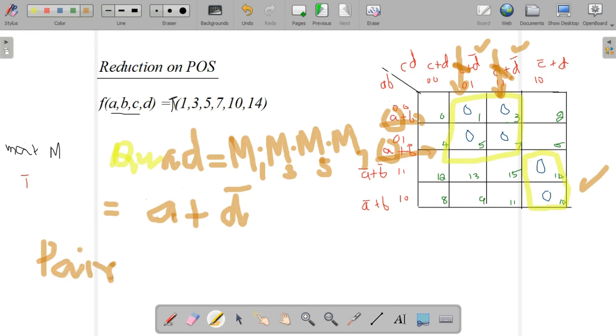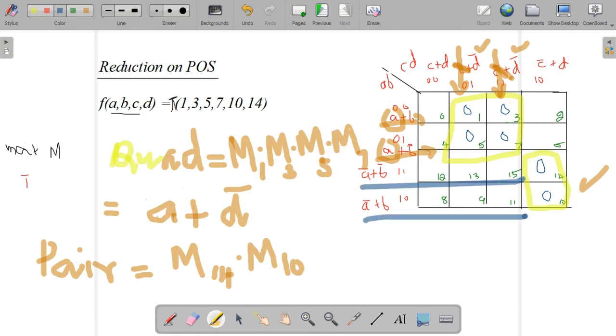Pair equal to max term, so we have to write it as capital M 14 dot capital M 10. So from this figure, which are common here, just changing another color. Yeah, this is the row, so corresponding row. This one is the row and this one is the row. So from these 2 rows, labels are there: A dash plus B dash and A dash plus B. In this, which one is common? You can easily identify A dash is common, so we have to write A dash. Then it is max term, so we have to write plus.